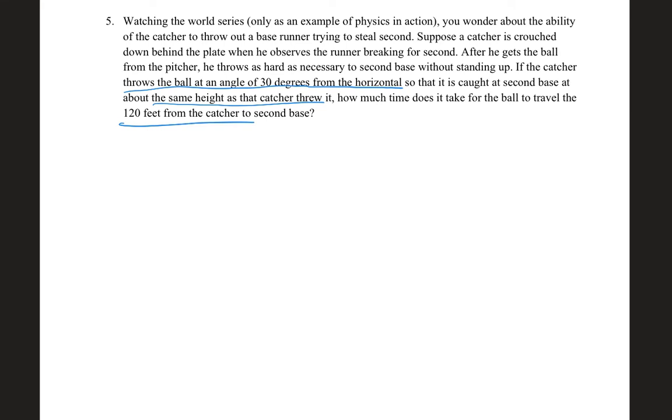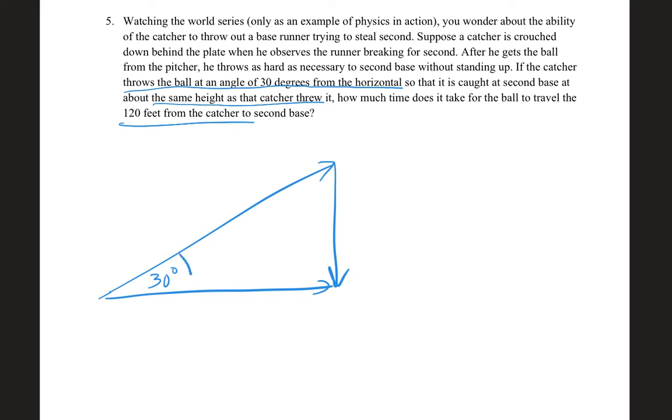All right, so this is where we get to use that thing that I'm so proud of in my textbook that nobody else uses anywhere. So 30 degrees. This is 120 feet. So we know that we're dealing with, remember that when we're in feet, g is 32.2 feet per second squared.